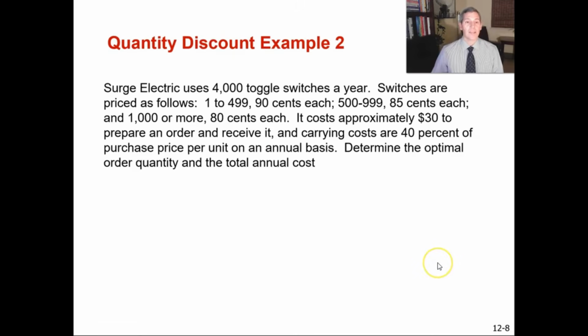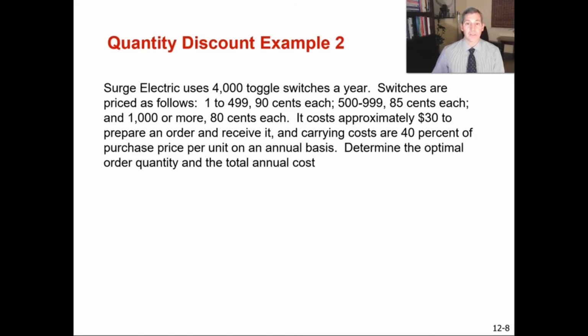So here's our second example of the quantity discount model. Surge Electric uses 4,000 toggle switches per year. Switches are priced as follows. Between 1 and 499, they're 90 cents each. Between 500 and 999, they are 85 cents each. And 1,000 or more are 80 cents each.